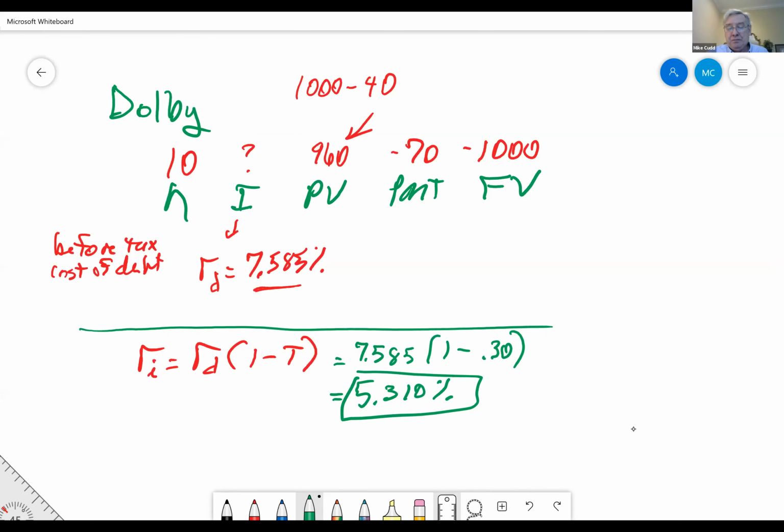All right. For Dolby, that's the component cost of debt. That's how much it has to earn after taxes on any money it raises from selling bonds. How much it has to earn to do what? To cover the cost of the bonds, after we consider its tax savings, to make the interest payments on the debt.